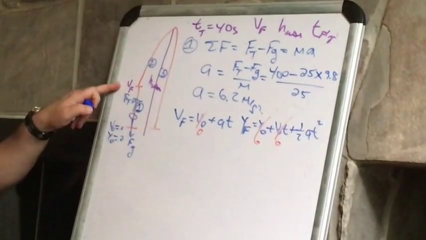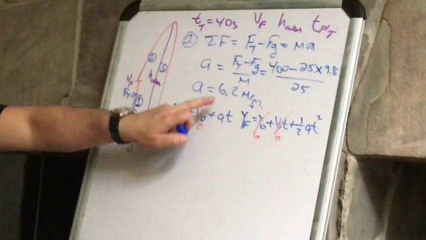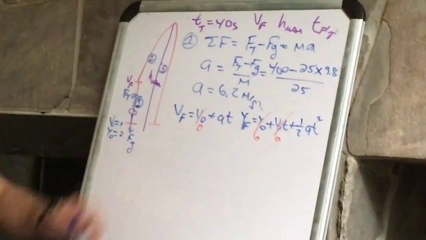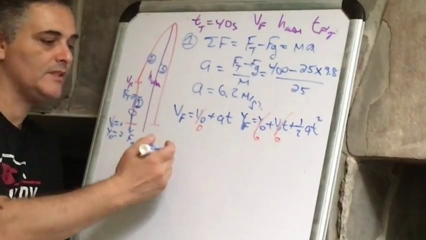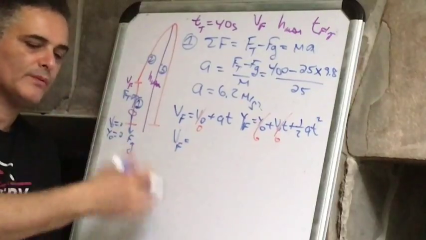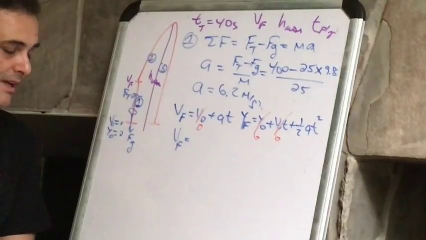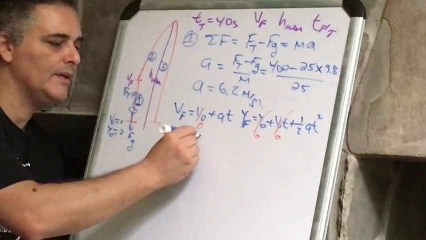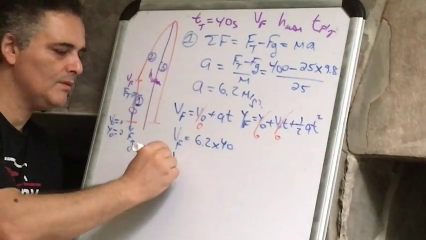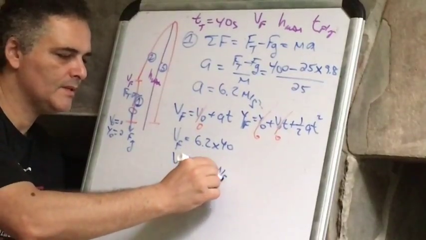It asks us what V final is. We know the acceleration, and we know the time. The problem says it's burning for 40 seconds, so we know the time. It means we can solve what we need to find from just this equation. That kind of analysis, where you're looking at whether this equation gives me the information I need and whether I have enough information to solve it, is a process you really want to get used to when you're doing these kinds of problems. 6.2 times 40, which we said was V final equals 248 meters per second.